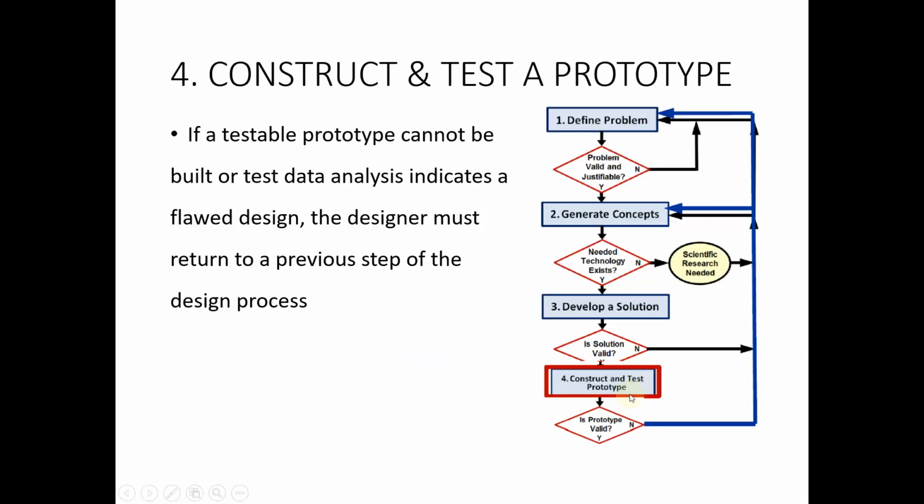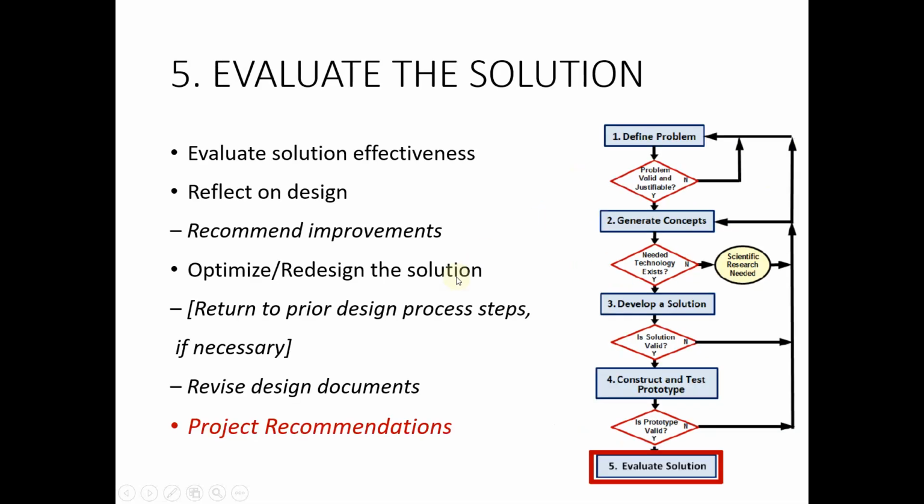After constructing a prototype and testing it, you need to check whether the prototype is valid or not. If the prototype cannot be built, or if the test data indicates it is a flawed design, meaning it is not passing the test, then the designer will have to move back to the previous steps. It can be the immediately previous step, or it can also be the second or the first stage. Fifth stage is evaluating the solution.